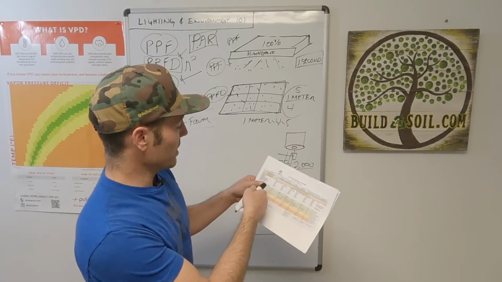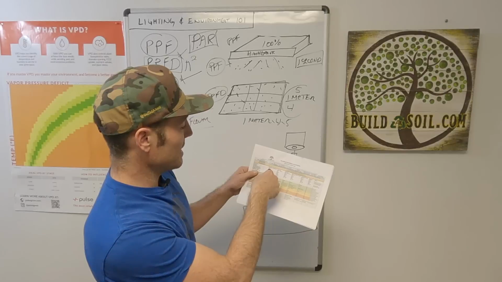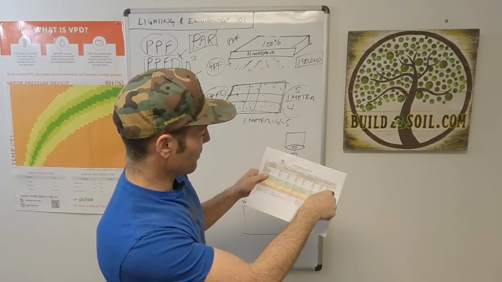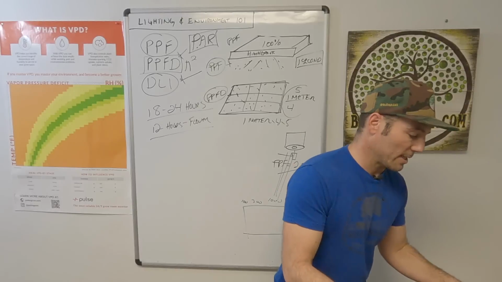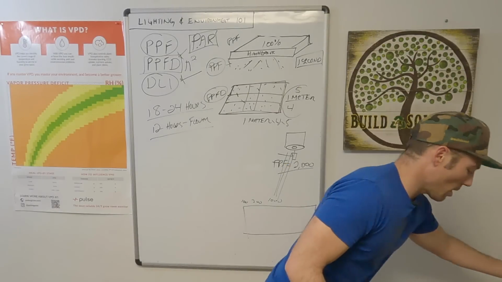So those numbers are on here. You can see the PPFD or par for the light intensity, and it has all the way through the cycles of the plant, and the daily lighting integrals numbers are on here as well. So go ahead and check that out. You can download it. All right.